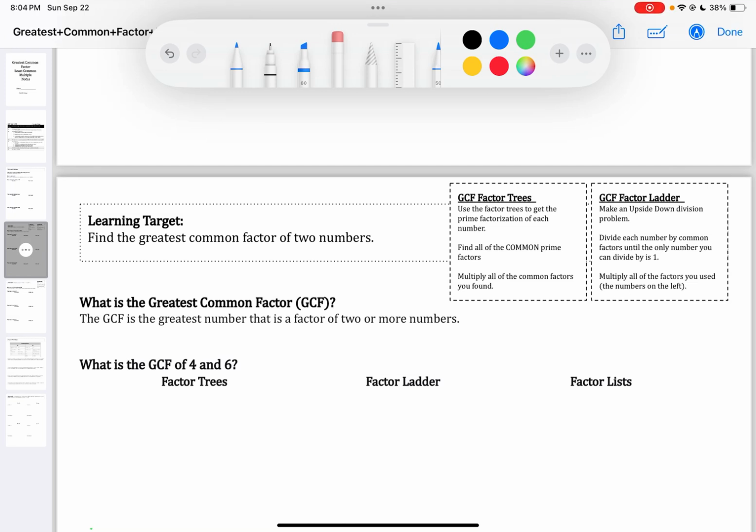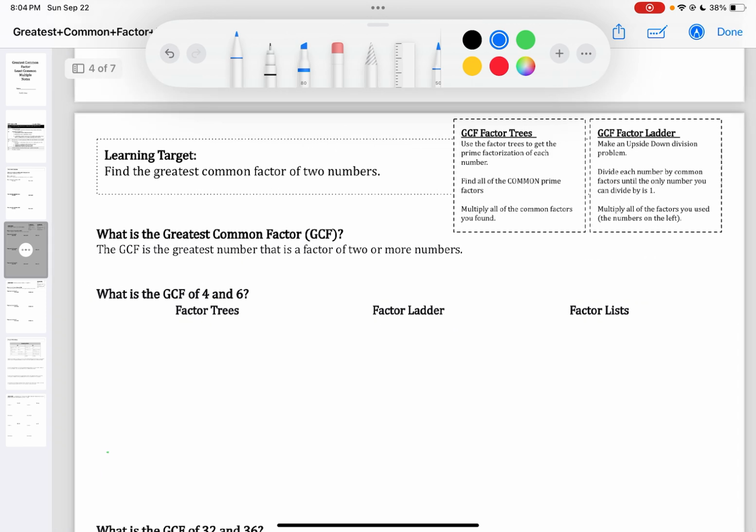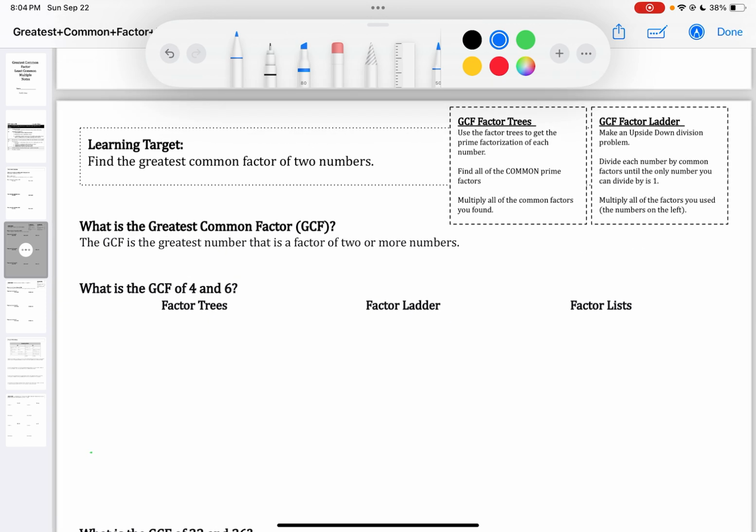Hey guys, today we're going to be going over what a greatest common factor is. And this is basically just an extension of what we learned Monday with prime factorization. So what is a greatest common factor? The GCF is the greatest number that is a factor of two or more numbers.